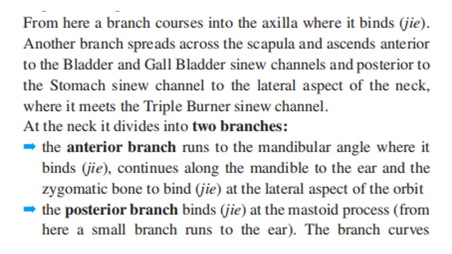At the neck, it divides into two branches. The anterior branch runs to the mandibular angle, where it binds, continues along the mandible, ear, and zygomatic bone to bind at the lateral aspect of the orbit. The posterior branch binds at the mastoid process. From here, a small branch runs to the ear.